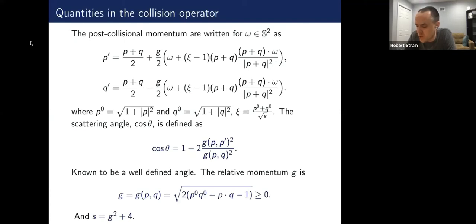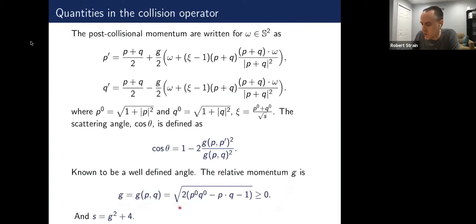If you're used to Euclidean geometry, it's not obvious that this is an angle, but it is known to be a well-defined angle. So cosine of theta stays between -1 and 1. And in this expression, G is called the relative momentum, and it's this quantity.